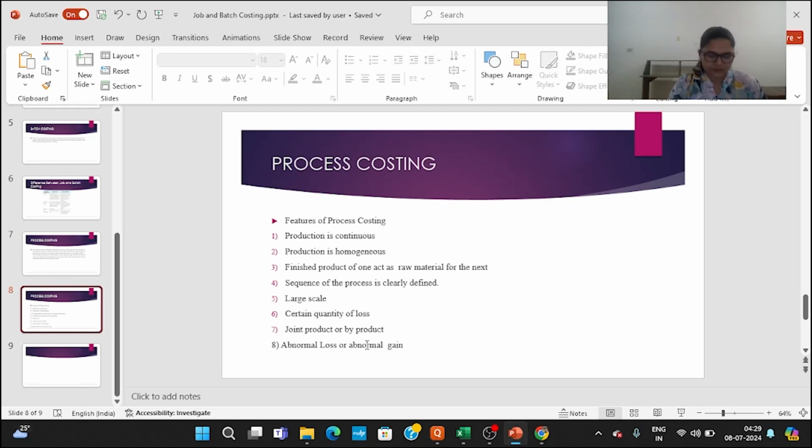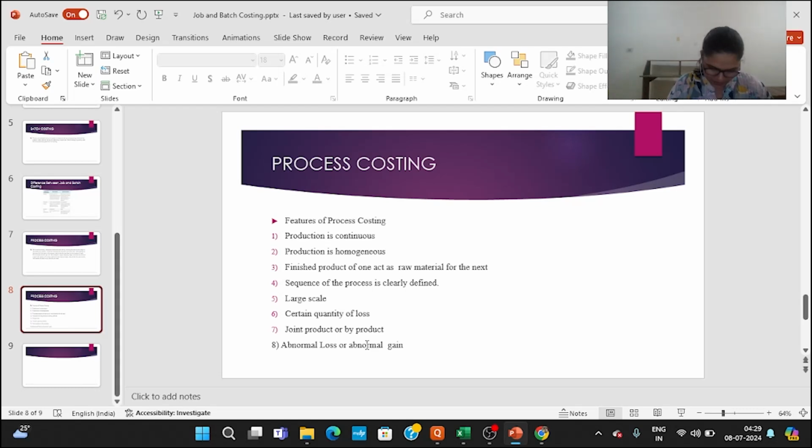Now, people always wonder what is the basic difference between process costing and job costing. We all know job costing is a costing where the production is carried on against a specific order. But in case of process costing, production is divided into several units and the units are reformed, and it is not necessary that the production is carried on against a specified order.